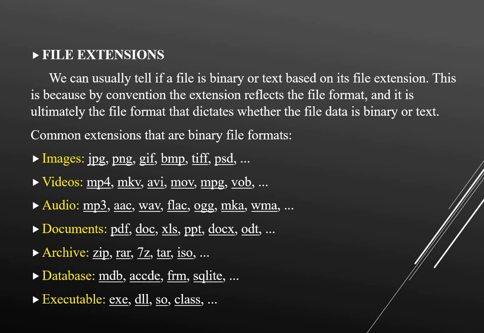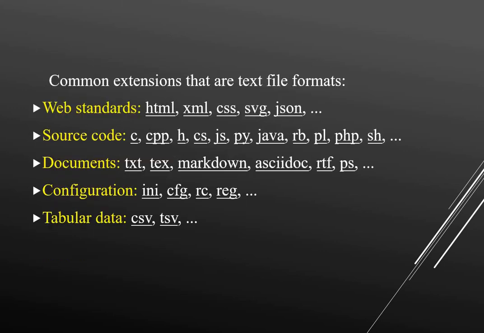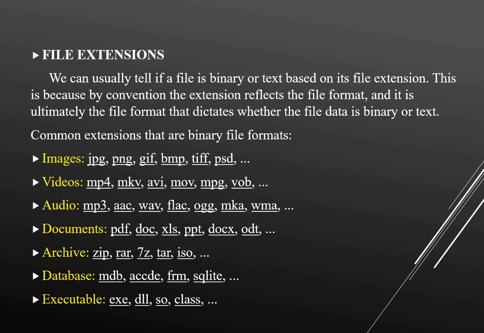So these are the file extensions. We can usually tell if a file is binary or text based on its file extension. This is because the extension reflects the file format, and it is ultimately the file format that dictates whether the file is binary or text. Mostly in a text file, you will see TXT and CSV, SRT, VTT, and those things.